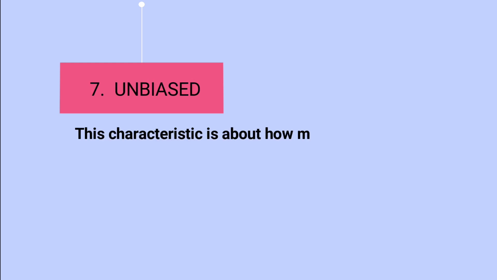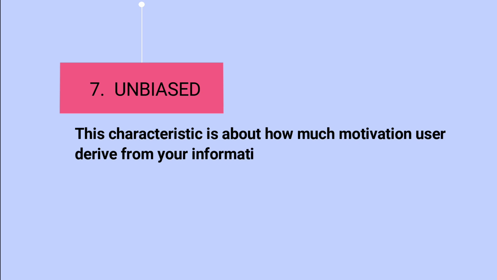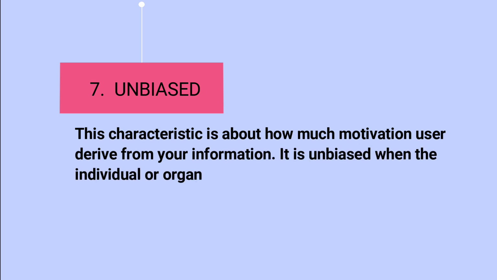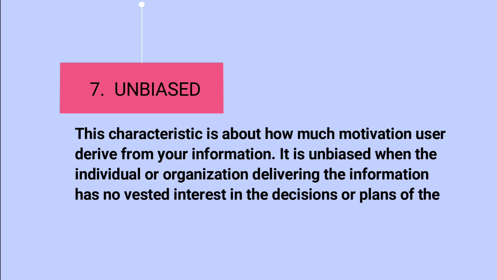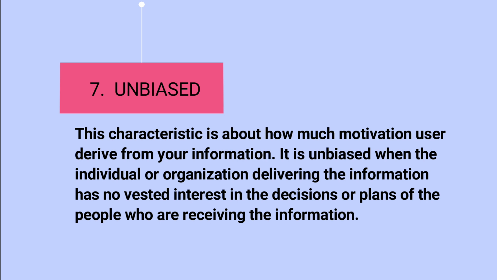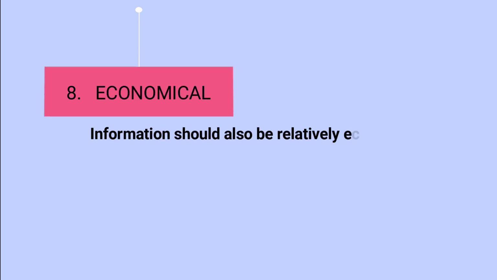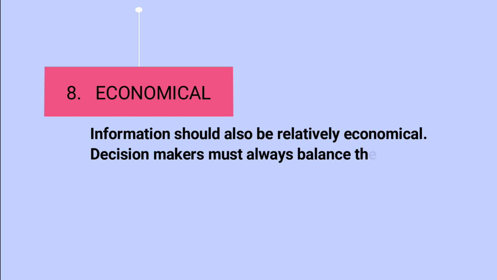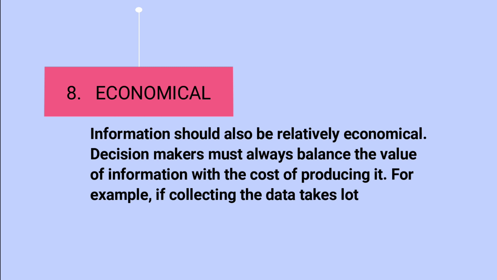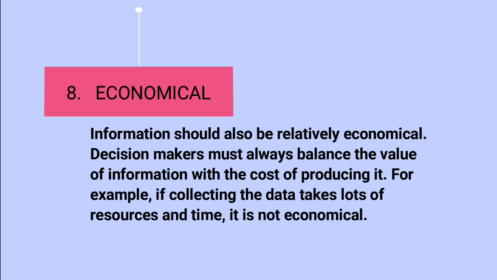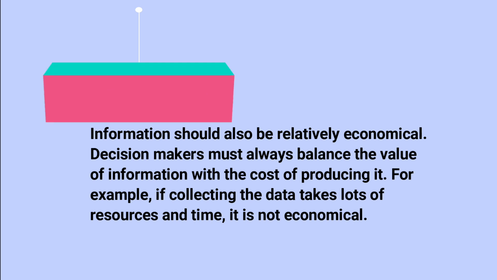Next, unbiased. This characteristic is about how much motivation the user derives from your information. It is unbiased when the individual or organization delivering the information has no vested interest in the decisions or plans of people who are receiving the information. Next, economical. Information should be relatively economical. Decision makers must always balance the value of information with the cost of producing it. For example, if collecting the data takes a lot of resources and time, it is not economical.